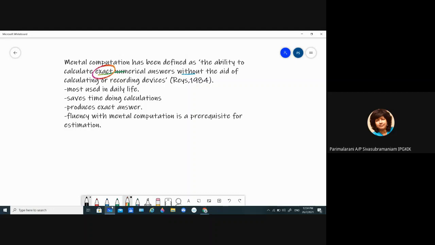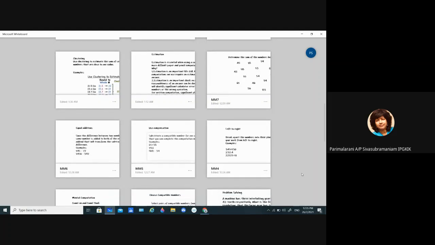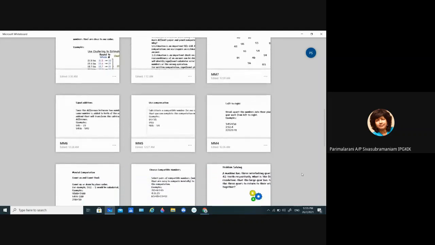Fluency with mental computation is a prerequisite for estimation. That means if students want to be good at estimation, they must be able to do mental computation very well. There are several strategies for mental computation. All the strategies that you use to learn basic facts of operations like addition, subtraction, multiplication, division, all the thinking strategies, are strategies for mental computation. Other than that, we have a few other strategies for mental computation.